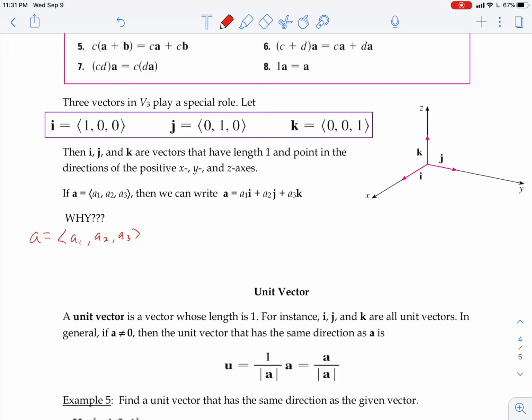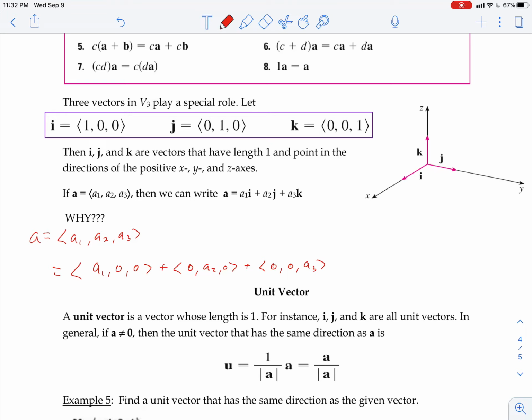I'm going to use some properties of vectors, and I'm going to say, well, to write out this vector, I could just say that it was a sub 1, 0, 0, plus 0, a sub 2, 0, plus 0, 0, a sub 3. And that is equivalent to a.